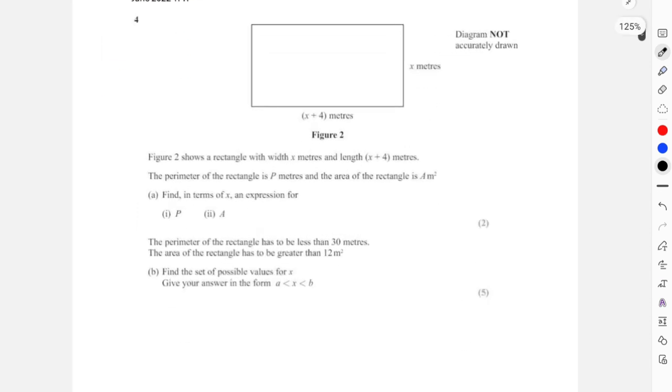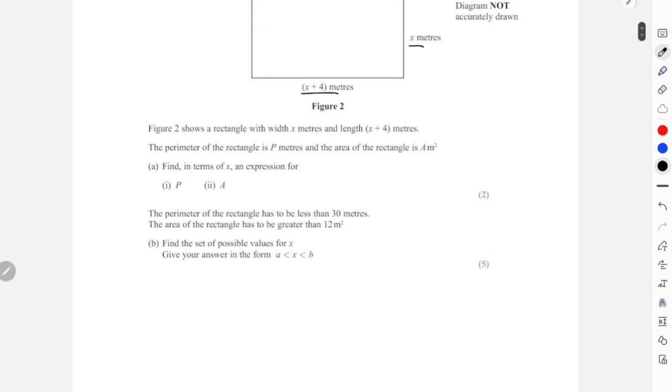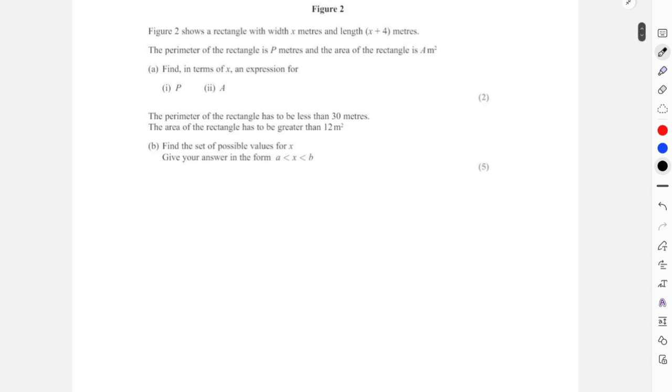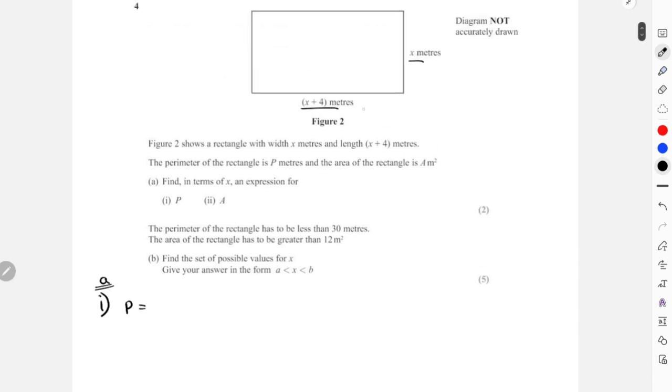Again, a similar process, June 22, where the lengths are given as x plus 4 and x, and the perimeter and area of the rectangle are P and A respectively. We need to find, in terms of x, an expression for P and A, which we can clearly understand. For P, perimeter, this is going to be what? Twice length plus twice breadth, right? This is your length, this is your breadth.